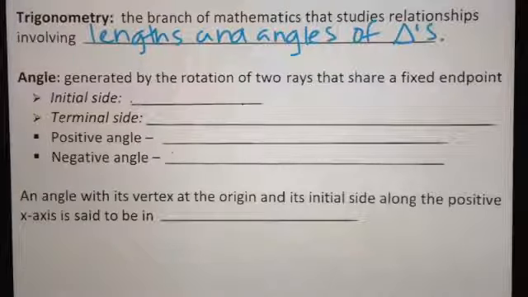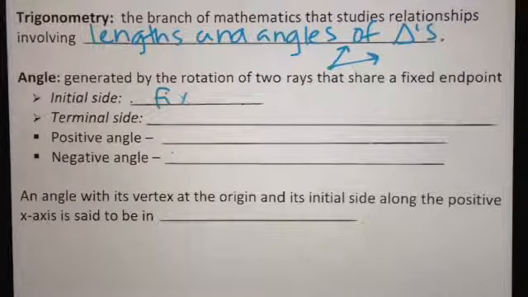So an angle, you've seen those before, is generated by the rotation of two rays. So a ray has a starting point and then it goes on forever. So the rotation of two rays that share a fixed endpoint. So two rays that come together, they have a fixed endpoint. The initial side is the fixed ray. That's the one you start with. The terminal side is the ray that rotates away.